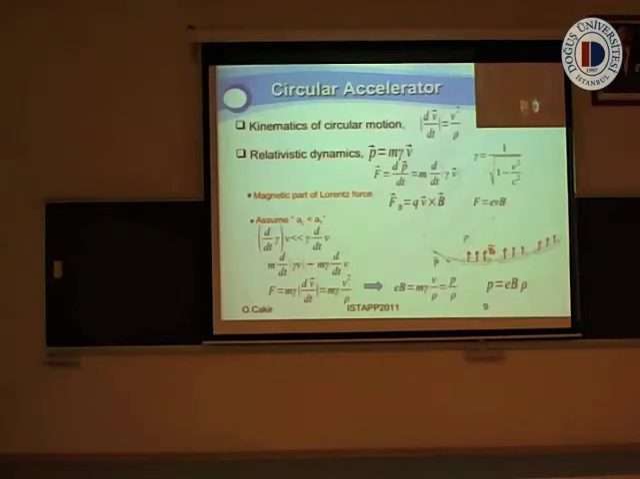For circular accelerators, the kinematics of the circular motion is given by this formula. It's the derivation of the velocity.